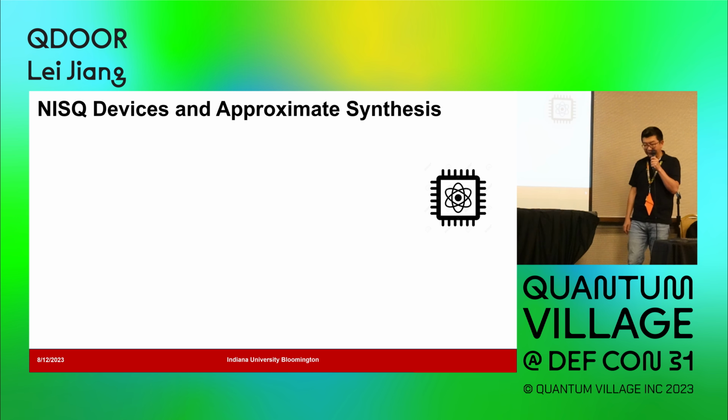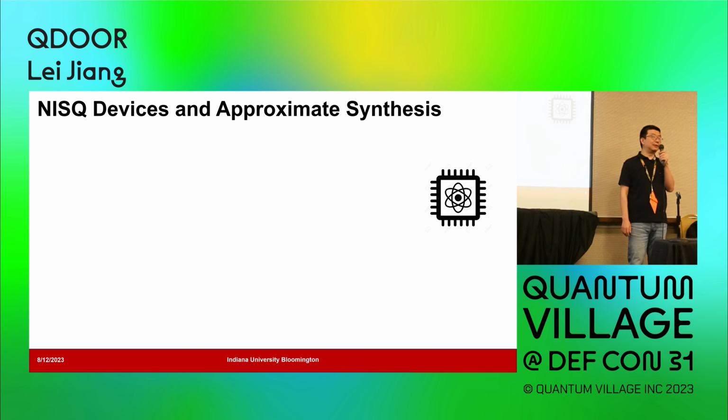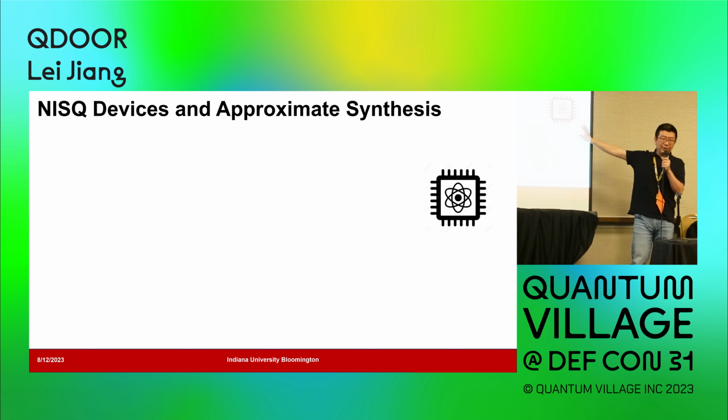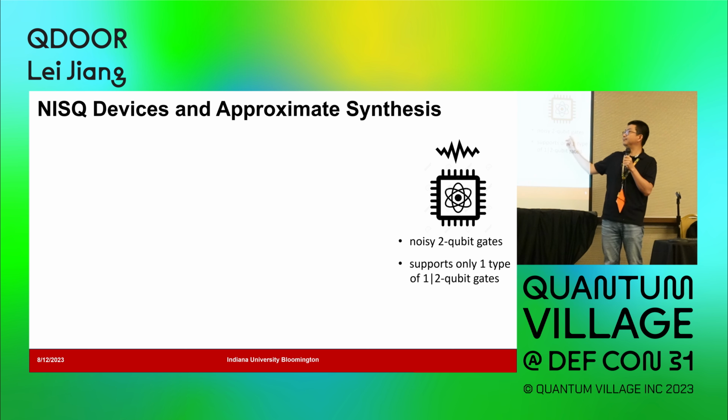Unfortunately, the classical backdoor attack does not work well on the quantum computer, at least the state-of-the-art quantum computer, due to the NISQ devices and approximate synthesis. The so-called NISQ devices represent the noisy intermediate-scale quantum devices. The NISQ computer here has a lot of noise. Particularly, the 2-qubit gate has a higher error rate than the single qubit gate. We may have a lot more errors on the 2-qubit gates.